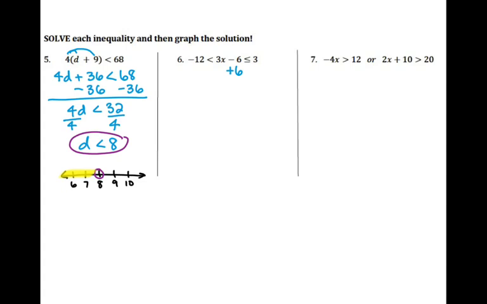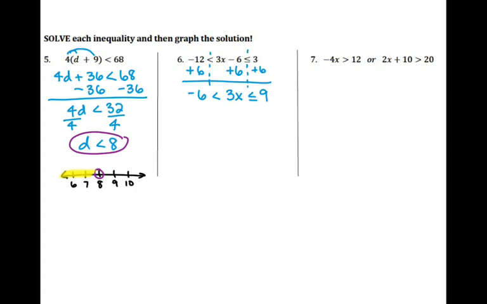Now with and inequalities, you have 3 portions of your inequality. So whatever you do to one portion, you have to do to all three portions. So that gives me negative 6 is less than 3x is less than or equal to 9.